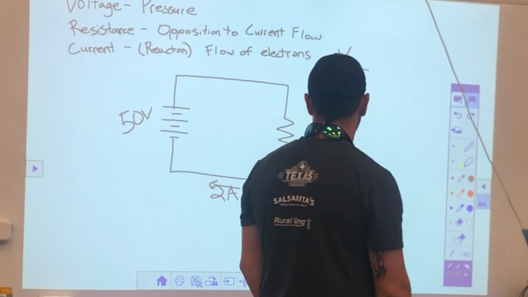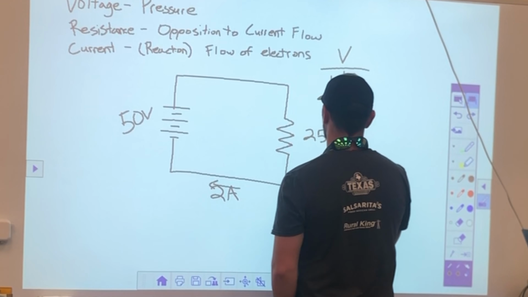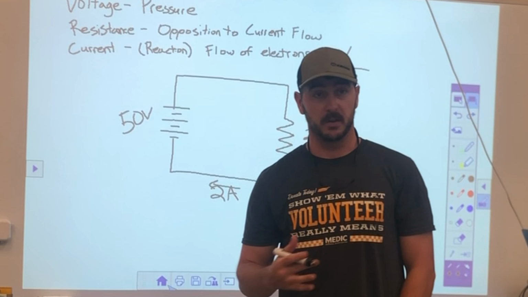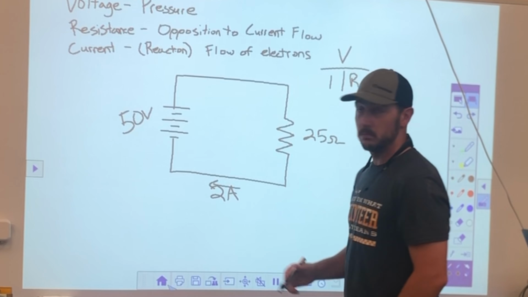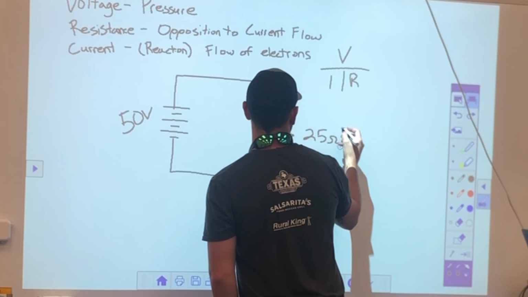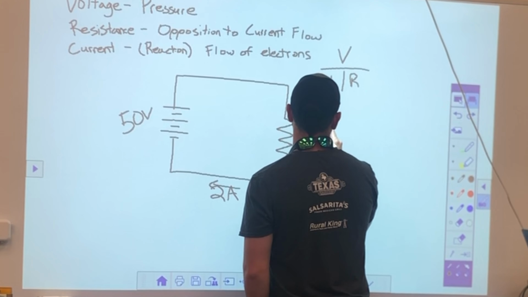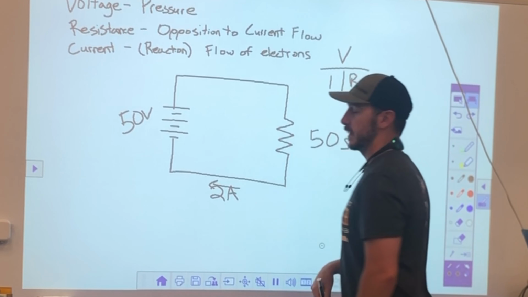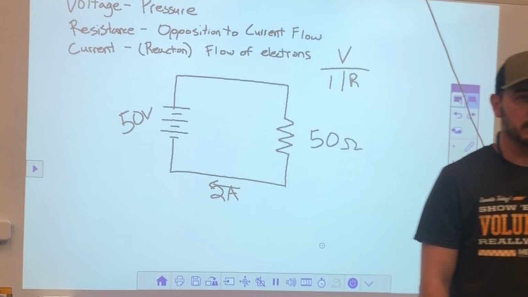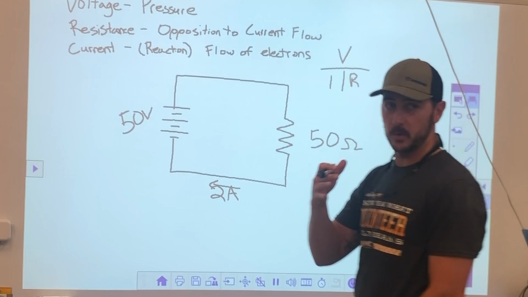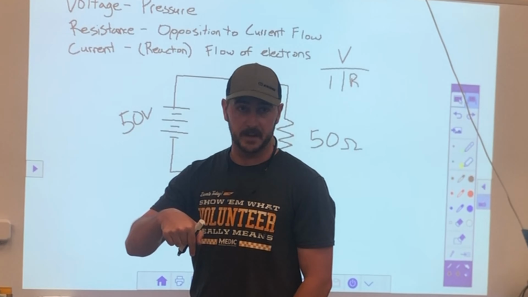Now, if resistance is the opposition to current flow, Brandon, and I bring my resistance up, what do you think is going to happen to my current? It's going to go down, right? So they are inversely proportional. Resistance goes up, current goes down.